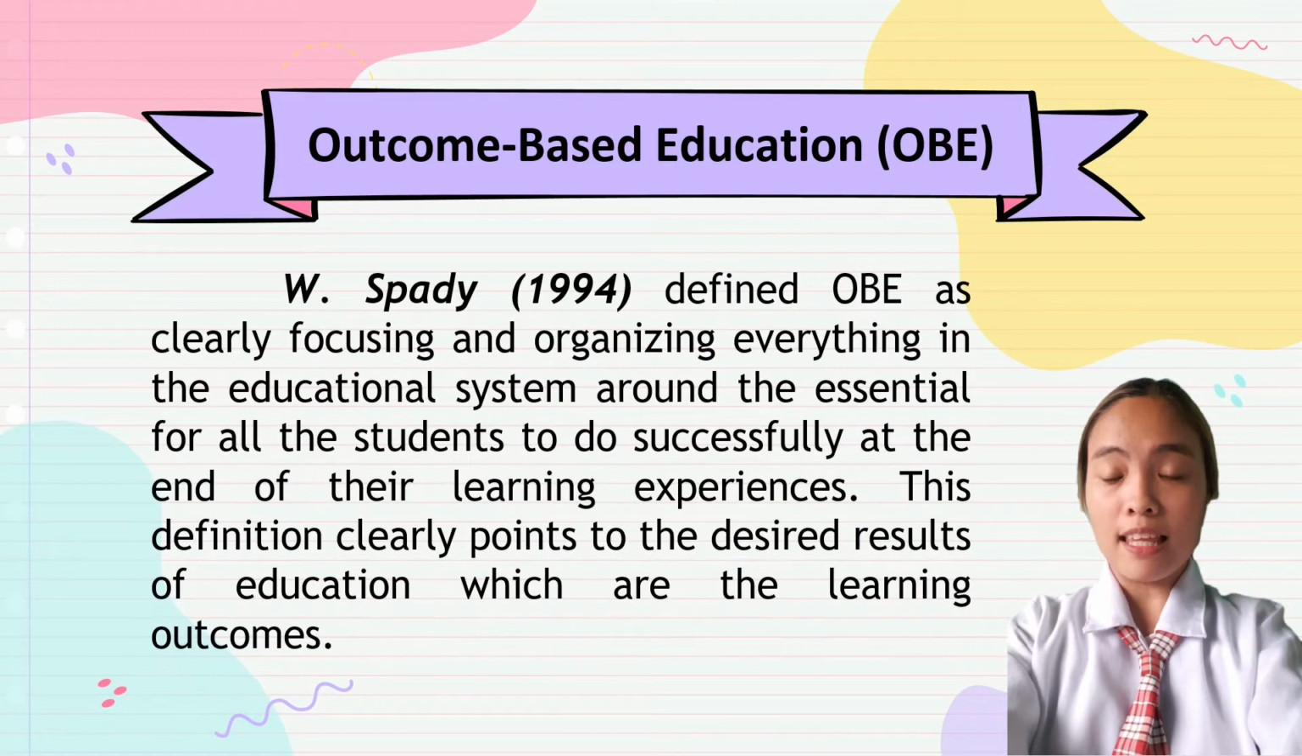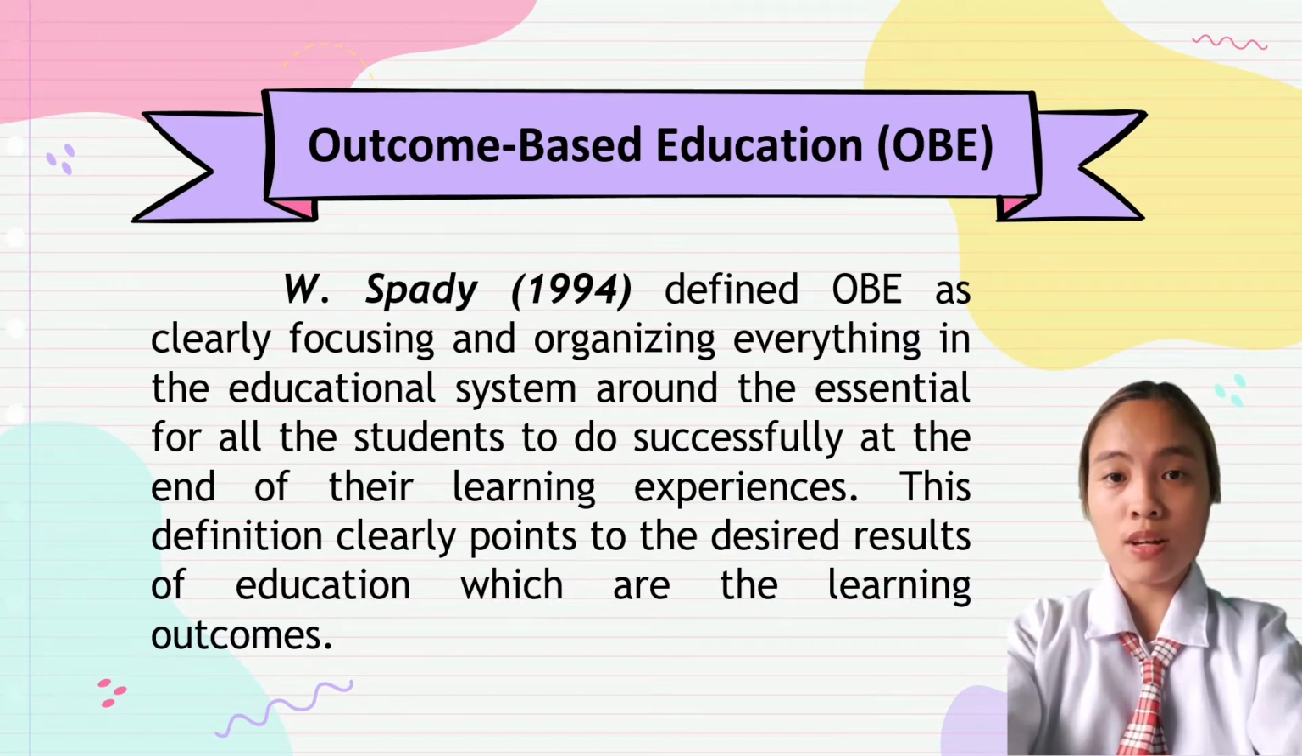W. Spady, 1994, defined OBE as clearly focusing and organizing everything in the educational system around the essential for all the students to do successfully at the end of their learning experiences. This definition clearly points to the desired result of education, which are the learning outcomes. To simply put, it is education based on outcome.